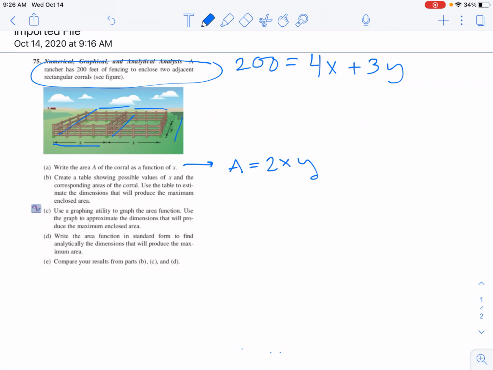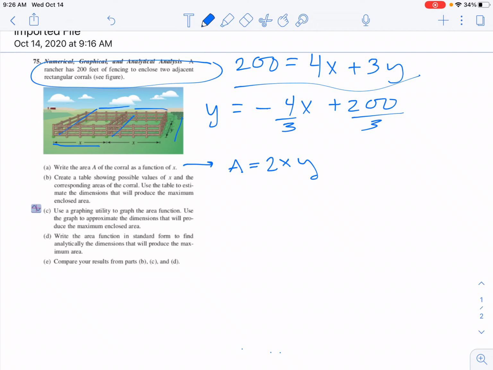There's a couple ways to do it. One, you can just solve this equation for y. And so if you solve this for y, you get y equals negative 4x plus 200, and then you would divide everything by 3.